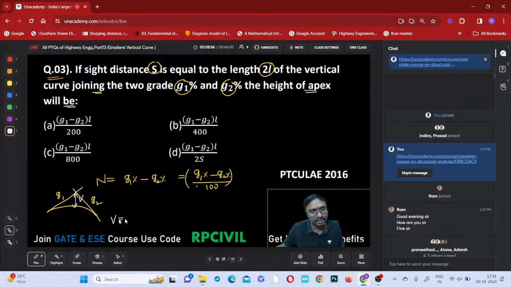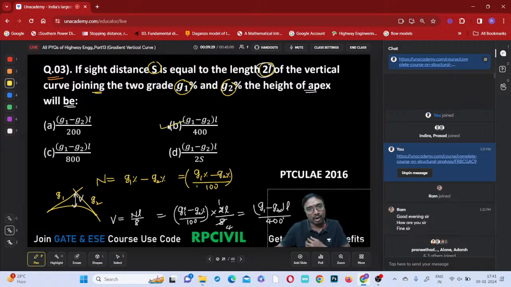Right? What is that? V, if you just observe, is NL by 8, right? What is N? G1 percentage minus G2 percentage divided by 100, that is N, into the length of this curve given, 2L, by 8, right? What will it become? 2 ones and 2 fours. What will it become now? G1 minus G2 into L by how much? 400. So which one will be the correct answer? Option B will be the correct answer, right? Is it clear? Shall we go to the next question?